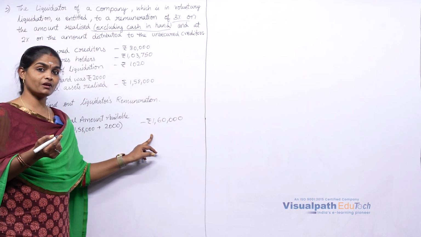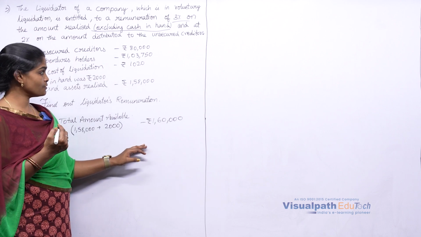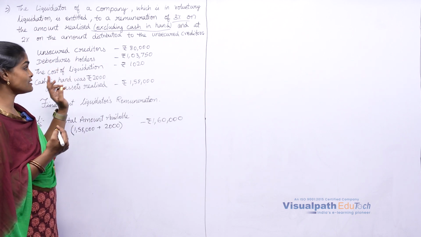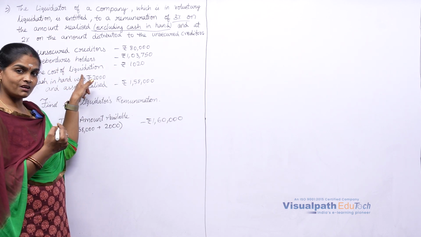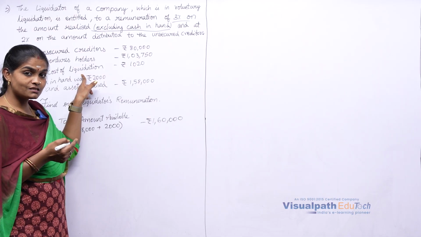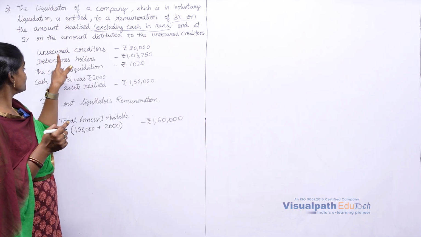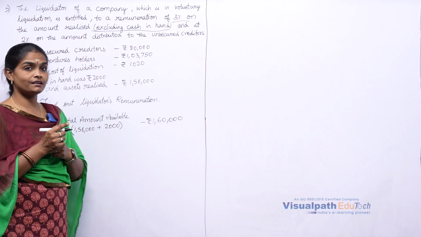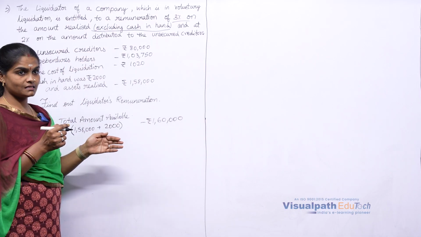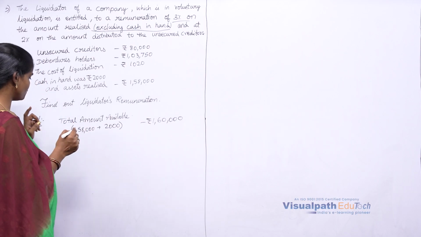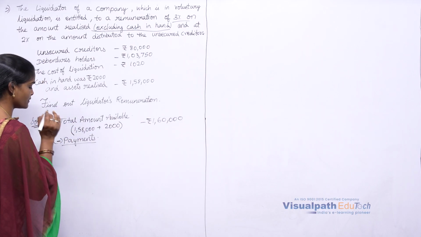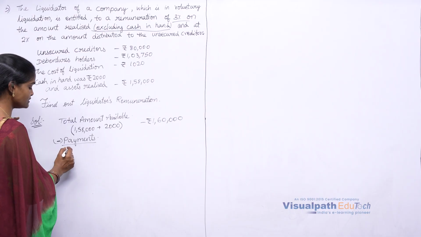From this, deduct all the payments. What all payments do we make after the assets are realized? First, we pay liquidator's remuneration, then cost of liquidation. After liquidator's expenses are removed, then we deduct debenture holders and creditors, unsecured creditors. Clear? After that, whatever is available, that we will calculate now. Minus payments.